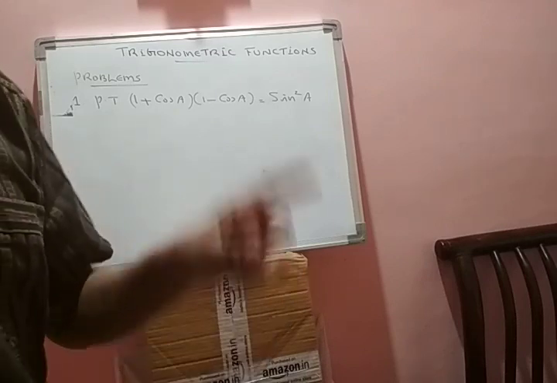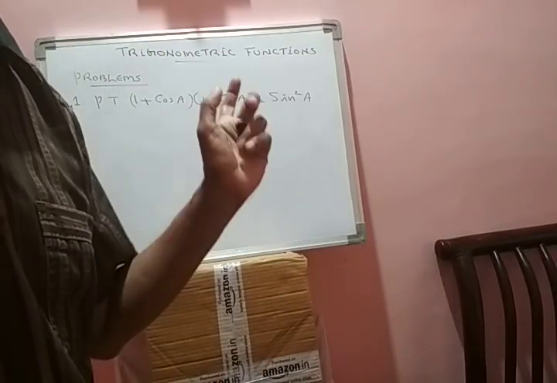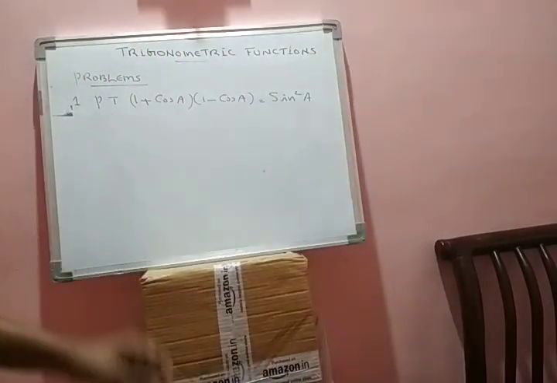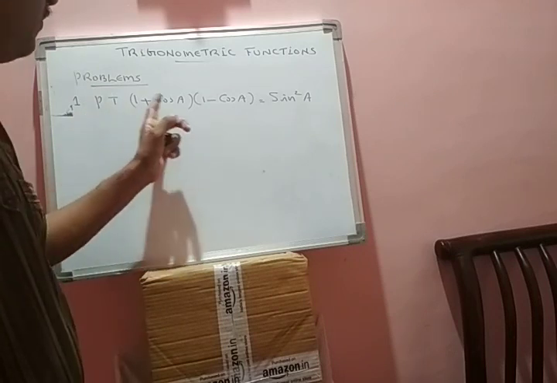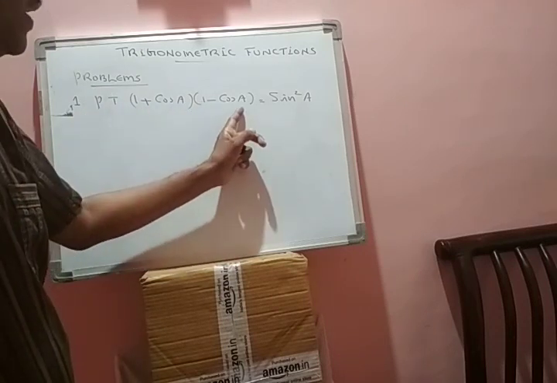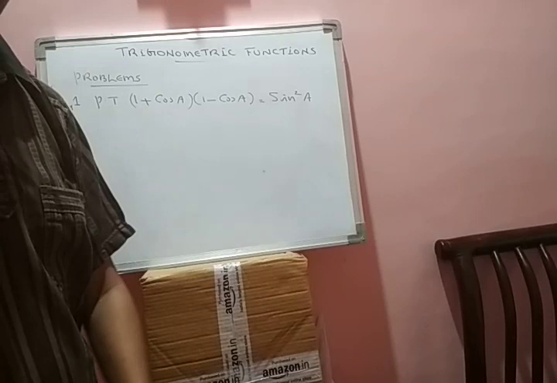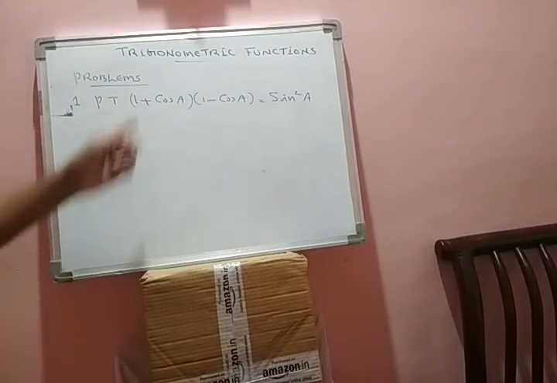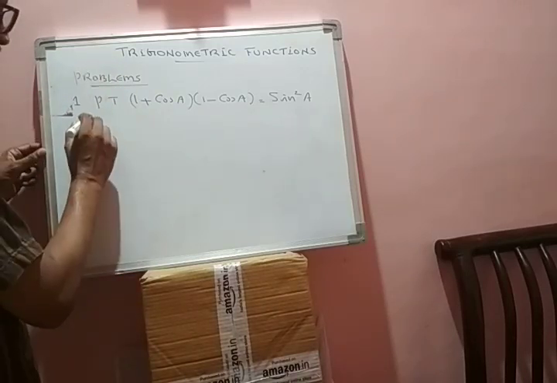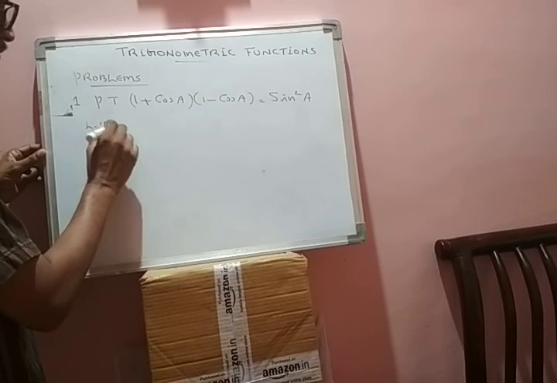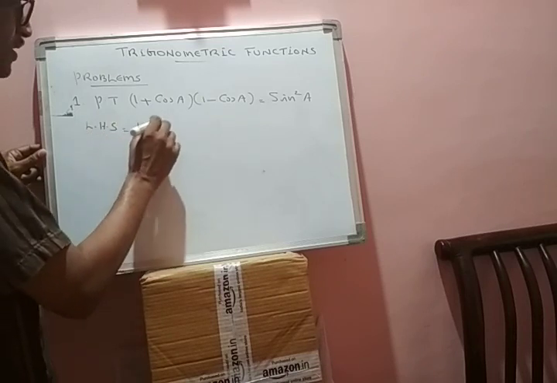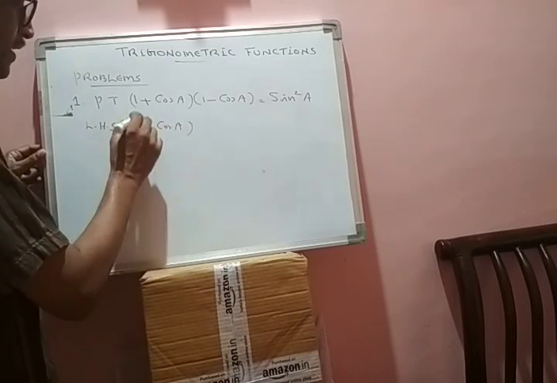Next, problems based on trigonometric identities. Prove that (1 plus cos A) into (1 minus cos A) is equal to sin squared A. Take left hand side. Left hand side is equal to (1 plus cos A) into (1 minus cos A).